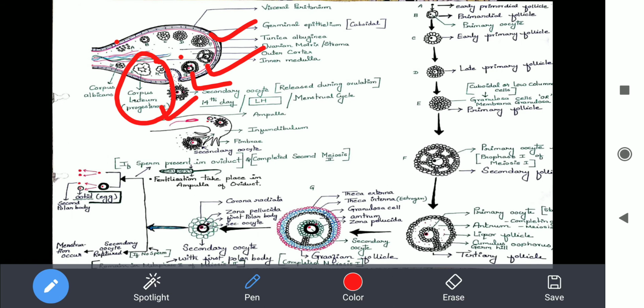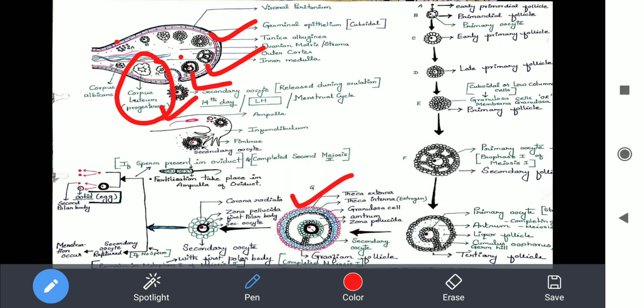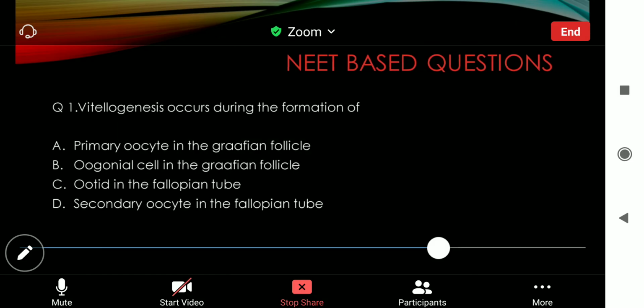So this is the overall structure of an ovary along with the follicular developmental stages and the medulla segments. The overall diagrammatic explanation is also given, from the early primordial to the tertiary and the final Graafian follicle, and the release of the secondary oocyte along with the zona pellucida and corona radiata covering. So now we will move to the question segments. Just move to the next.